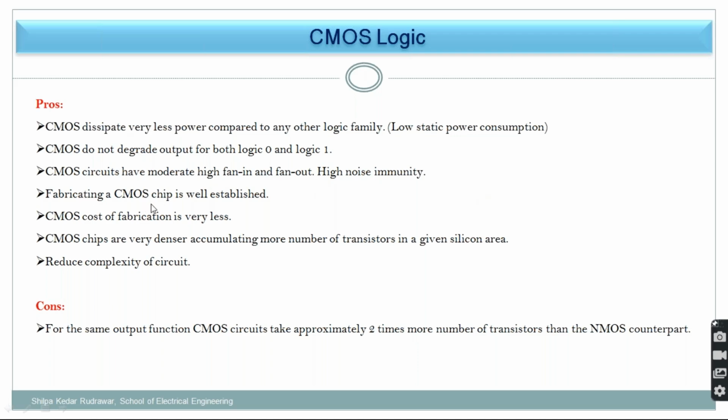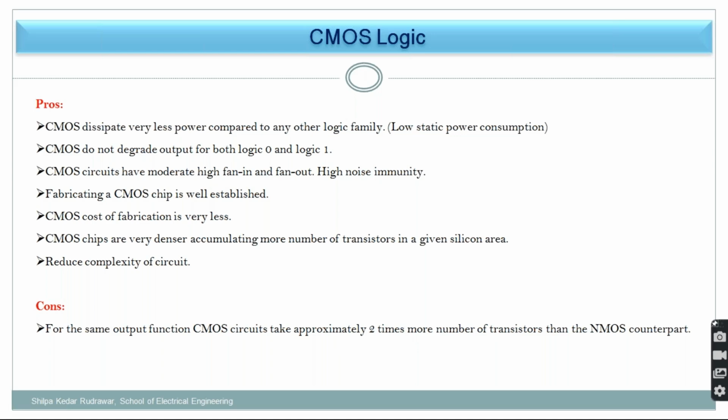Fabricating a CMOS chip is well established, meaning the process is well established, so it can easily be fabricated. The CMOS cost of fabrication is less, and it is denser, so in a small area you may have more complex devices present. It reduces the complexity of circuitry because of the connections, so the complexity will be somewhat less. What is the problem? The only problem is that you require twice as many transistors.